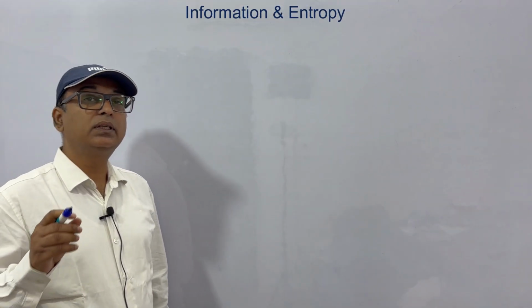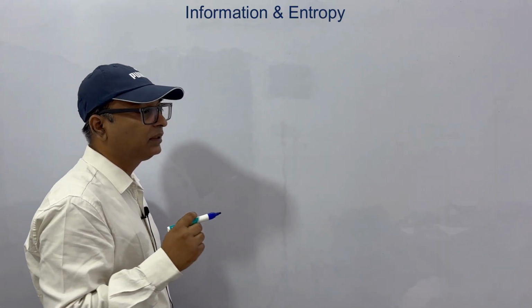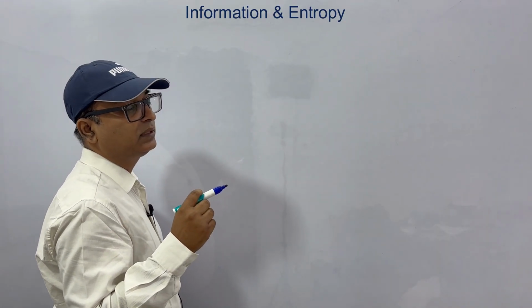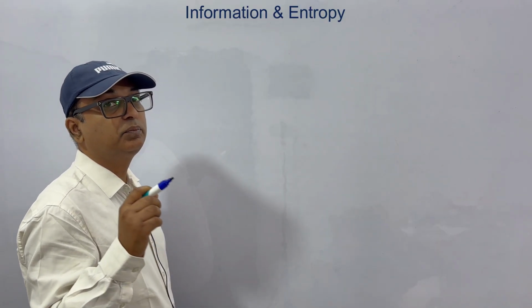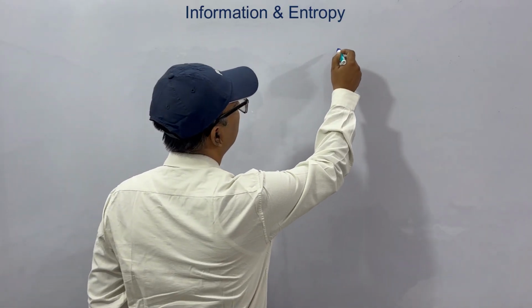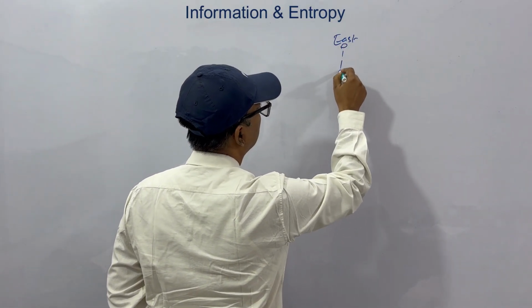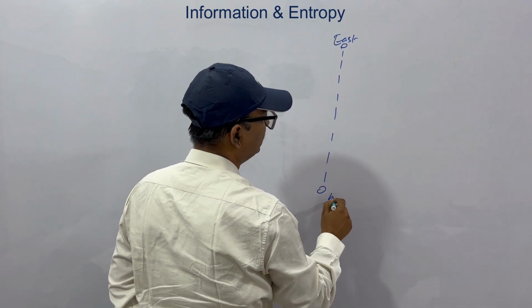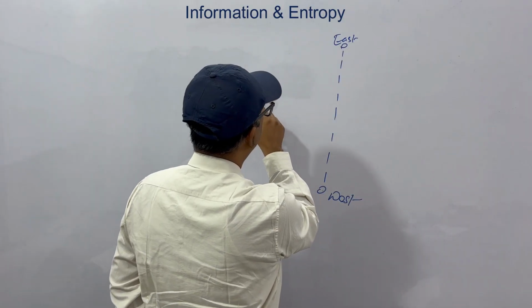Now let's understand what is information. See, information is related to uncertainty, it is related to surprise, and it is related to the probability of occurrence of an event. How? Let me explain. Let's say this is east, obviously this is west, and when this is east, this will be north.